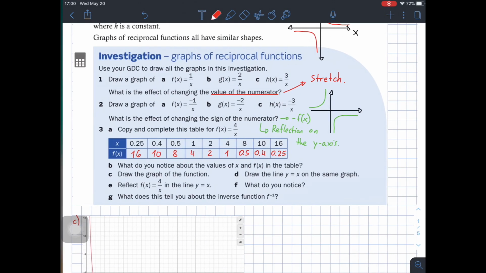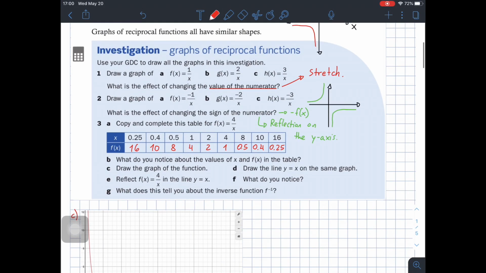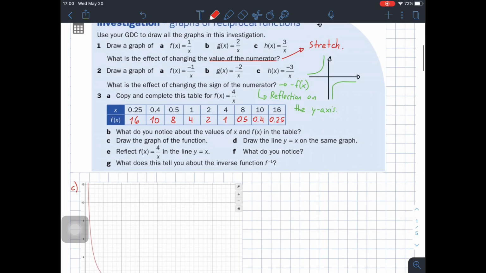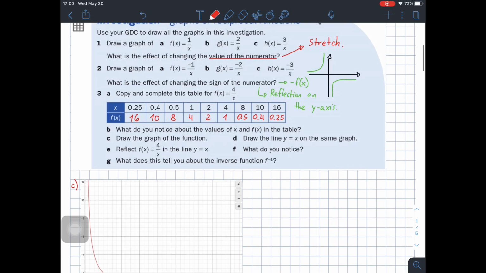Okay, so what is the effect of changing the sign of the numerator? We're having a reflection on the y or x-axis too. Both, in this case, both things are the same, right? If we reflect it on the x-axis, we're going to get the same function or the same graph.